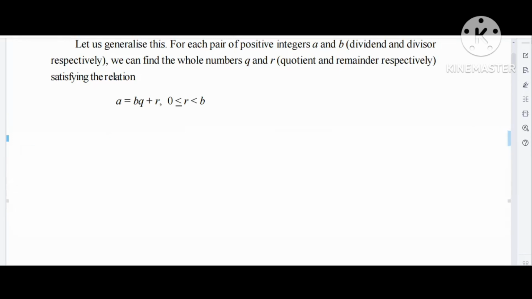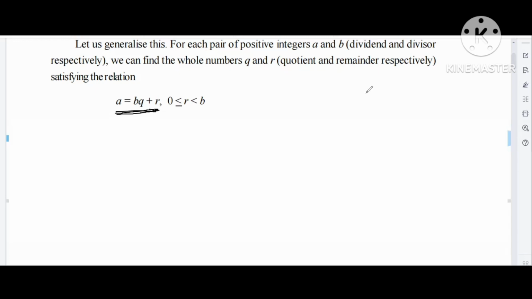So a equal to bq plus r. Here, don't feel this is the most difficult one. Why? Because this is already, yes. That is called a division algorithm. So what is the division algorithm? Let us see here.